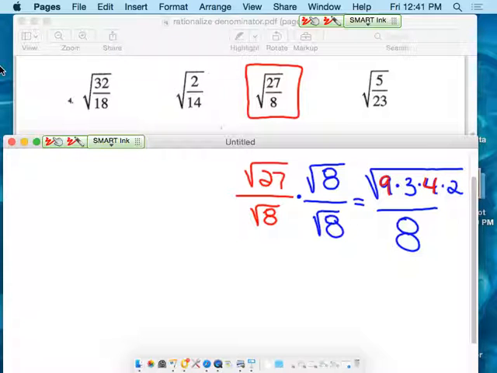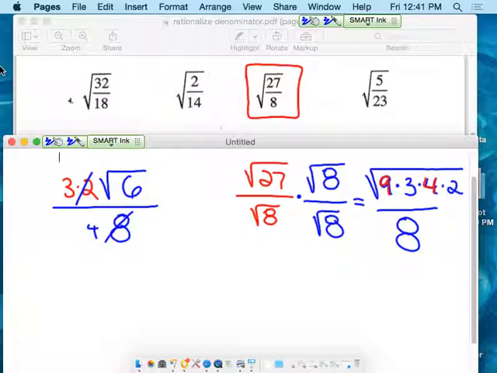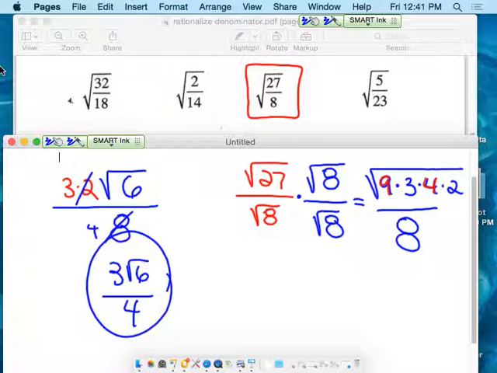So as I simplify this, the square root of 9 is 3, and the square root of 4 is 2. And then under the radical of my numerator, the 3 and the 2 remain, coming together to give me the 6. And then my denominator is 8. So I would simplify what needs to go away here, taking out the 2's. So my simplified answer is going to be 3 radical 6 over 4. And I will stop the video here.